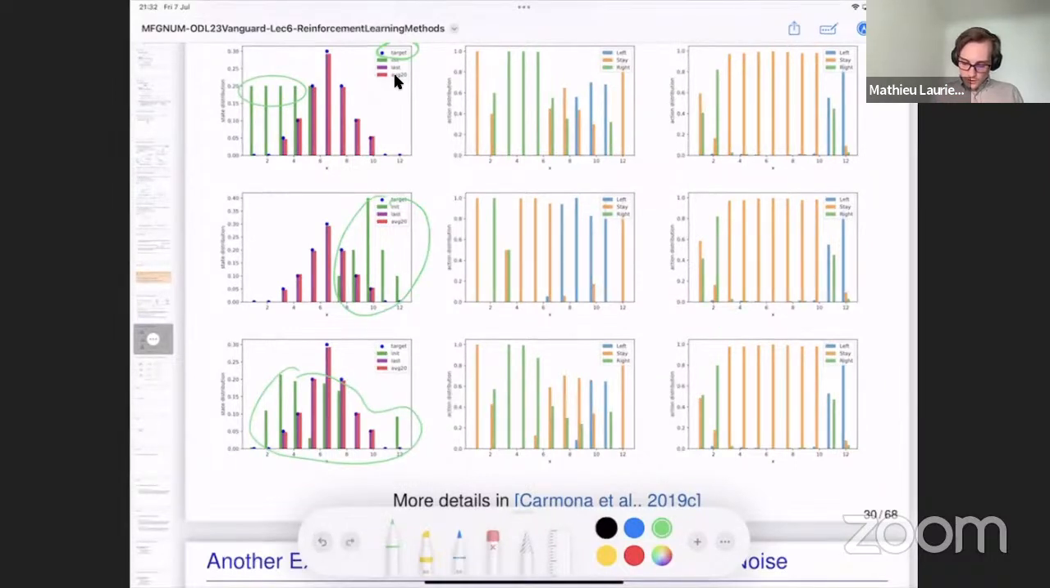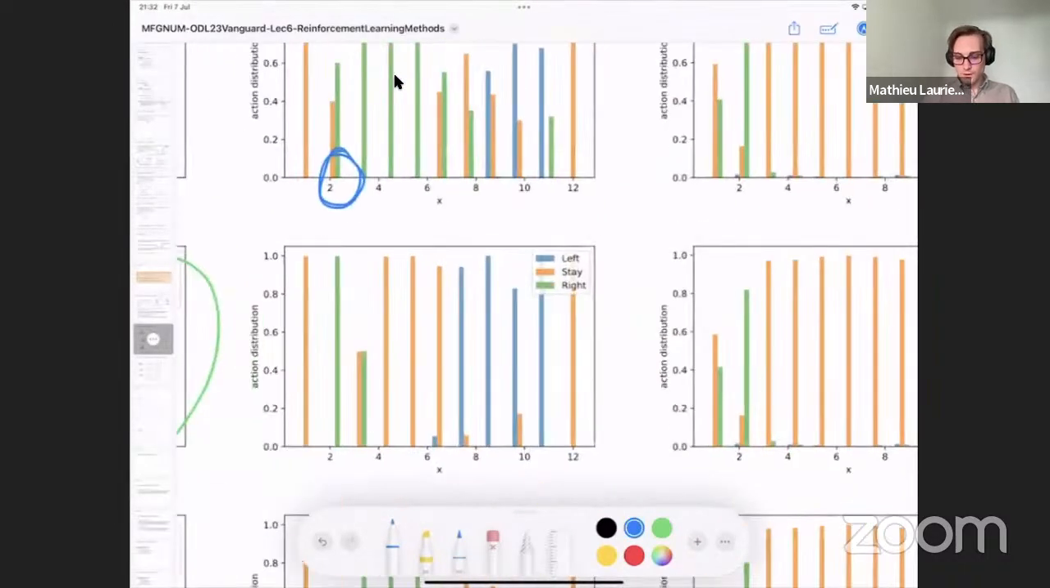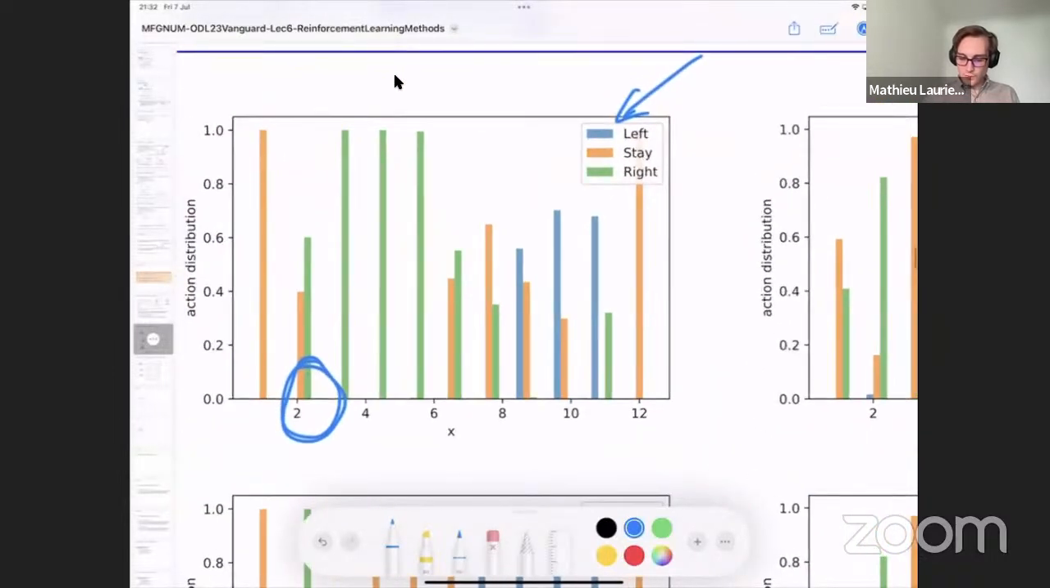I'm not going to spend too much time on this, but what you can see is that at each state, so for example, let's take the state number 2, you have a certain probability to go to the left. Here the probability is 0. Let me zoom in. You have a certain probability to stay at this state. Here the probability is about 0.5. And you have some probability to go to the right, and the probability is pretty high.